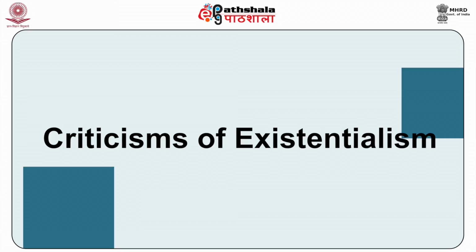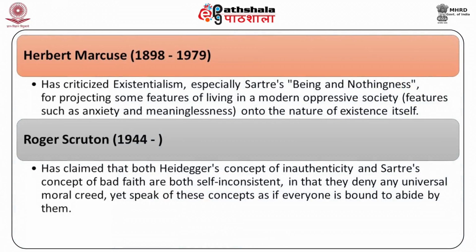Criticisms of existentialism. Herbert Marcuse has criticized existentialism, especially Sartre's Being and Nothingness, for projecting some features of living in a modern oppressive society, features such as anxiety and meaninglessness, onto the nature of existence itself. Roger Scruton has claimed that both Heidegger's concept of inauthenticity and Sartre's concept of bad faith are self-inconsistent in that they deny any universal moral creed, yet speak of these concepts as if everyone is bound to abide by them.